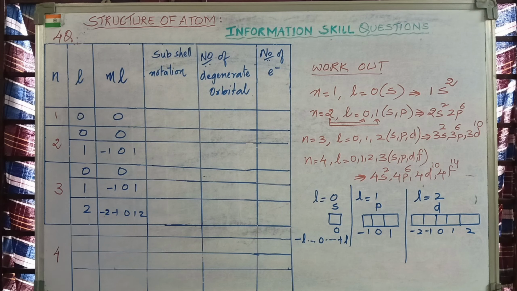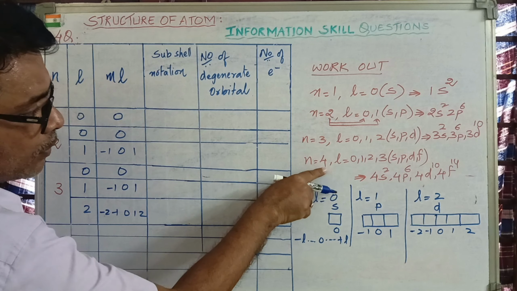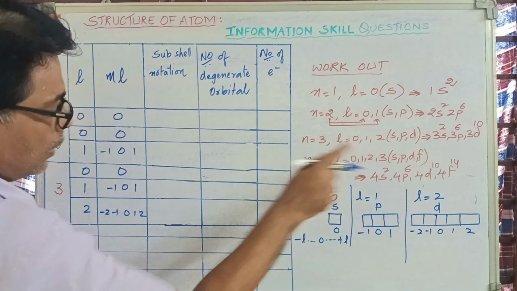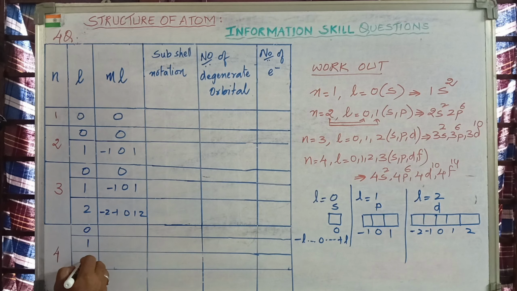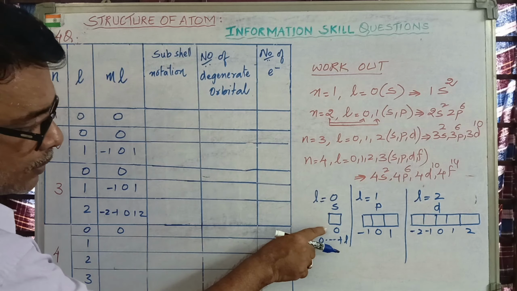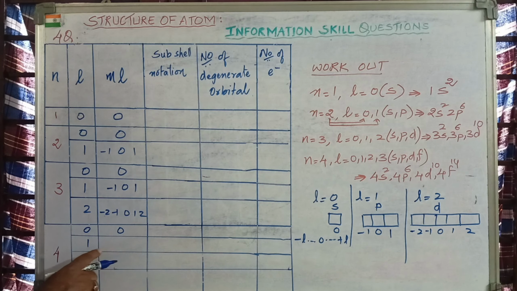Now coming to the fourth one, n is equal to 4. l values are 0, 1, 2 and 3. So s ml value is 0. For 1 it is -1, 0, +1. For 2 it is -2, -1, 0, 1 and 2. For 3 it is -3, -2, -1, 0, 1, 2 and 3. Finish, this column is finished.